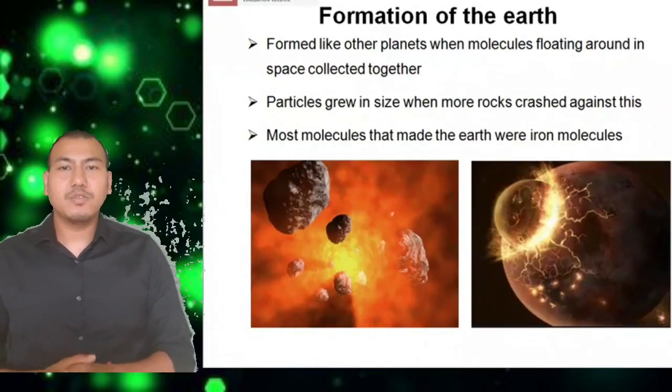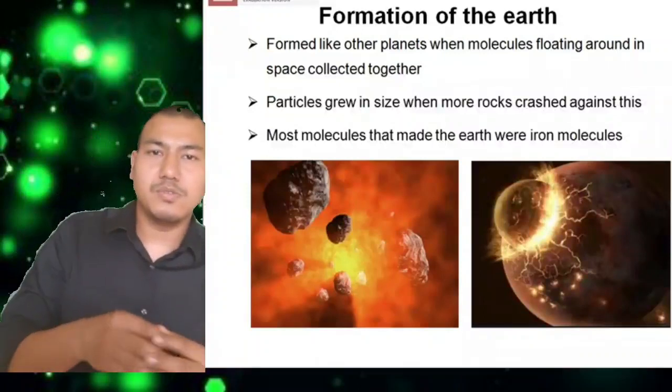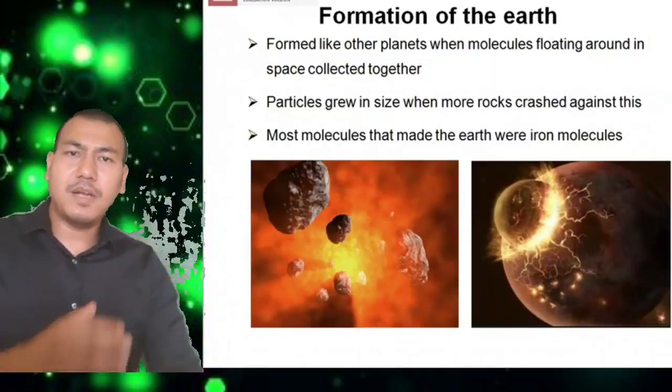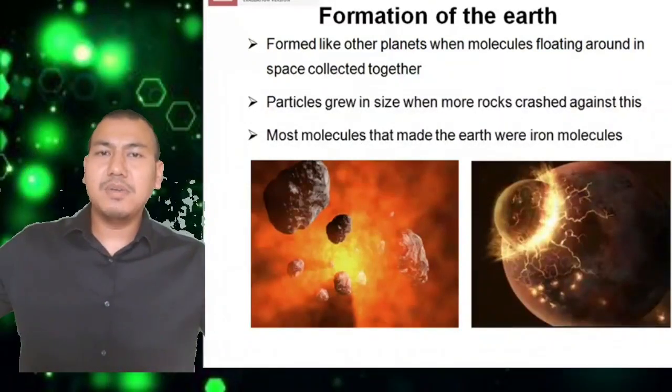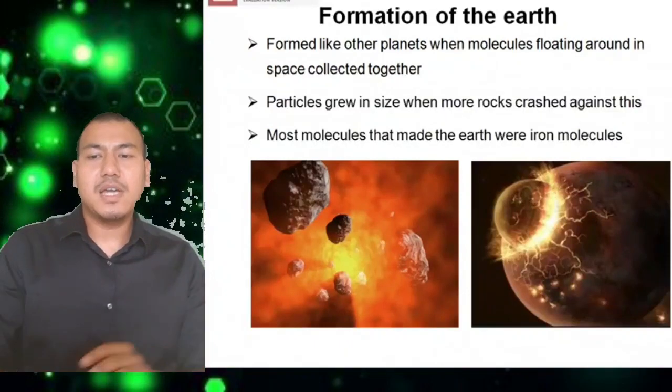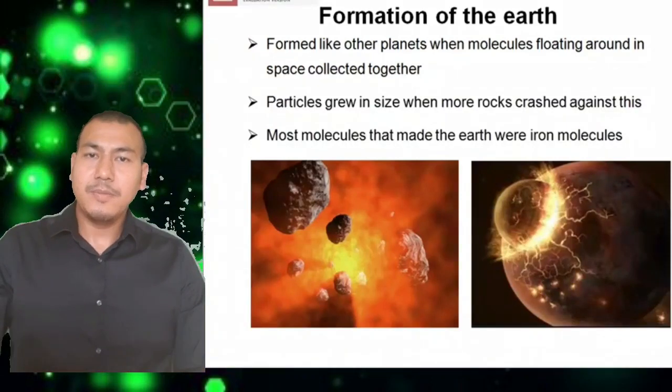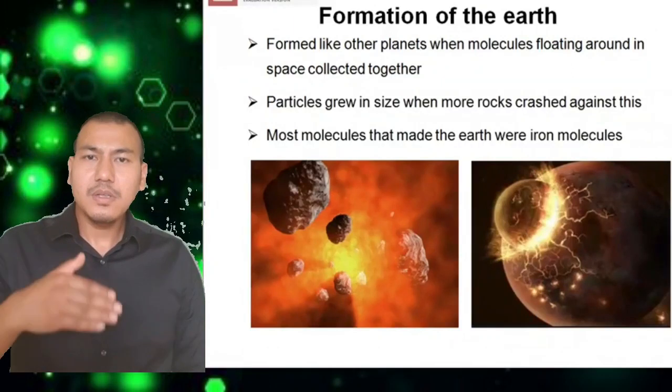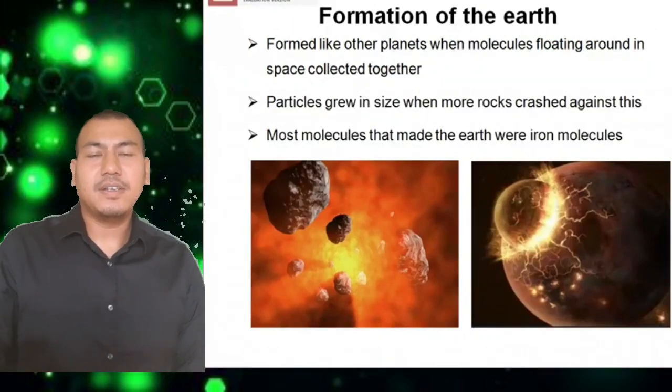And what happened is that when there was a collision of these molecules, when there was a collision of different particles, it grew in size and became bigger and bigger. Most molecules that made the earth were iron molecules. That's why the earth is very rich in iron.